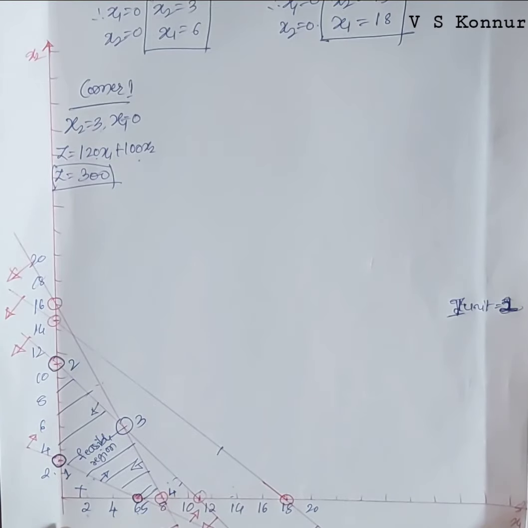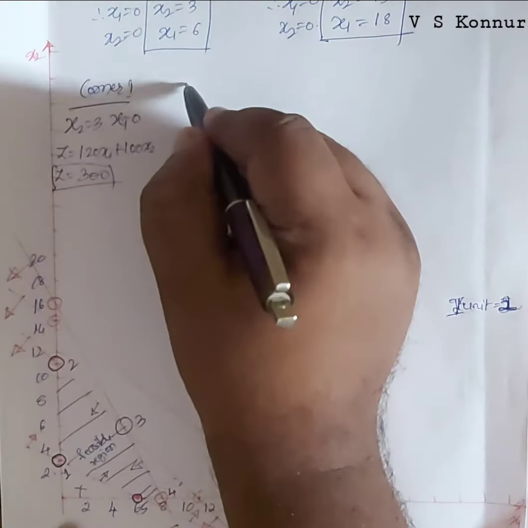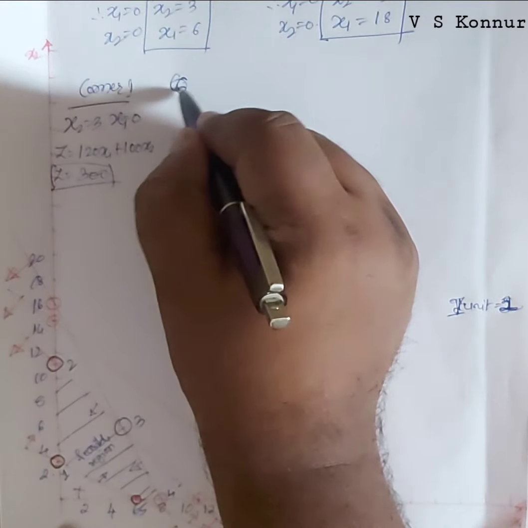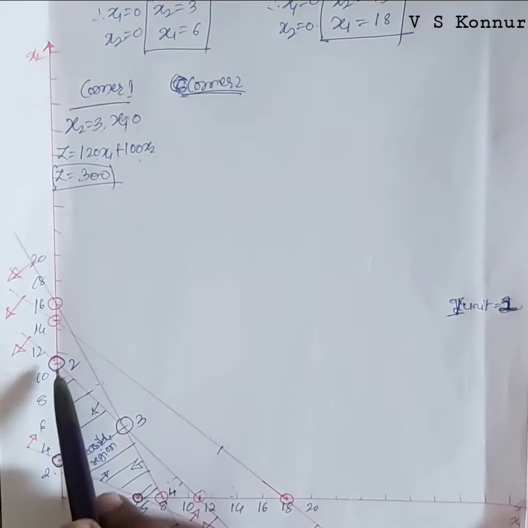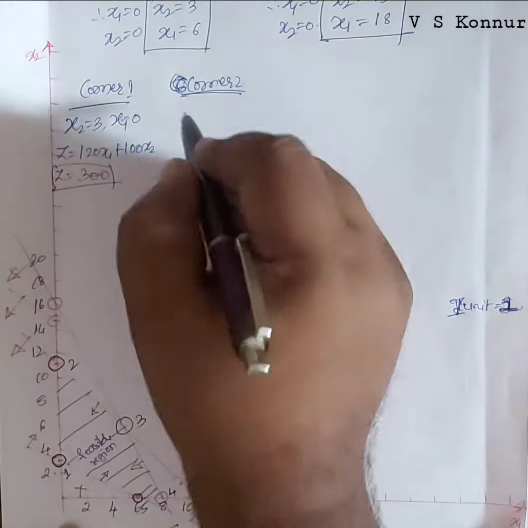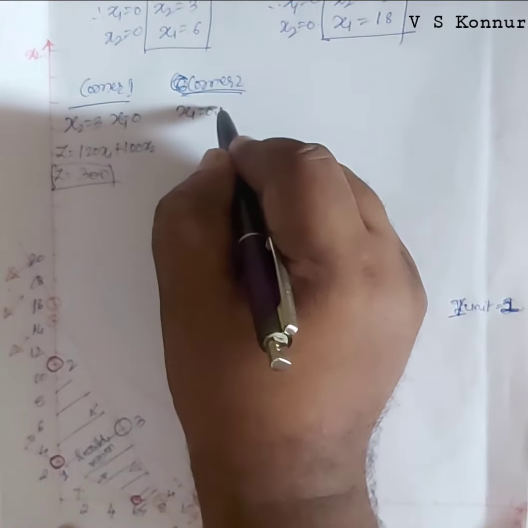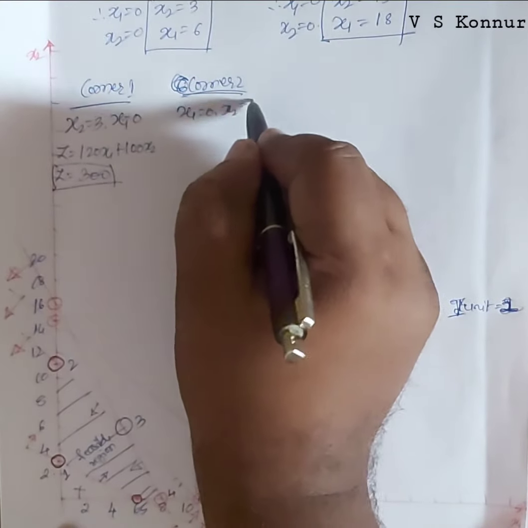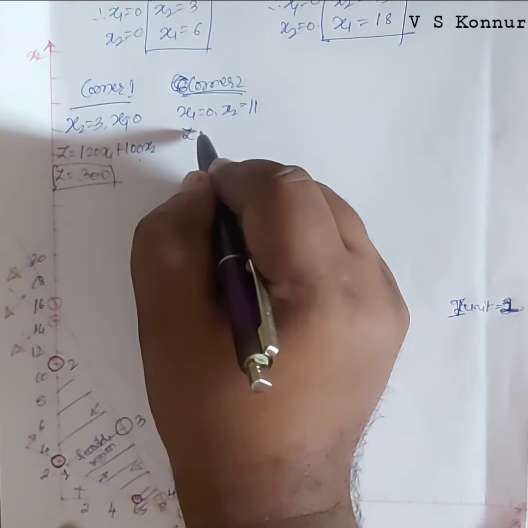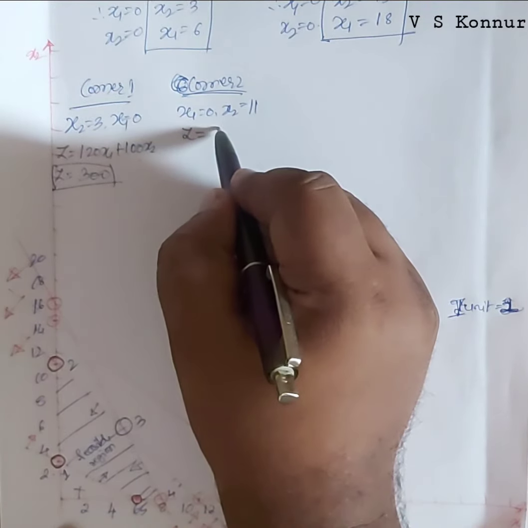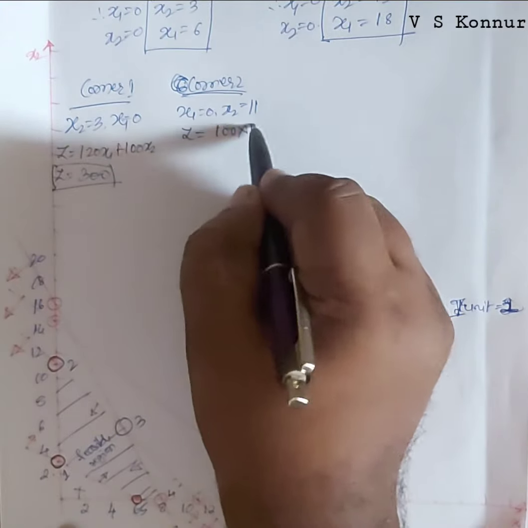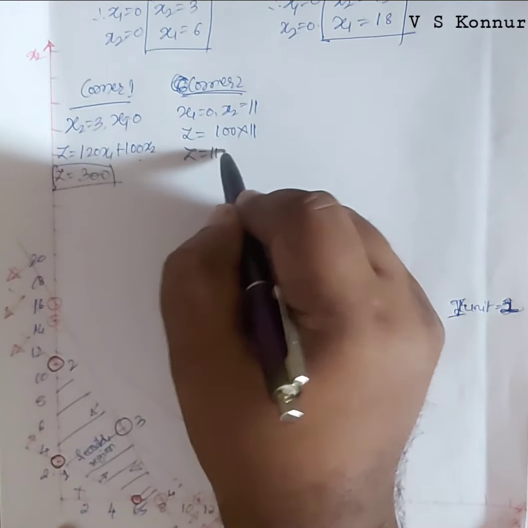Next we'll go for the second corner. This is corner 2. x1 is equal to 0, x2 we will get 11. Find the value of z. z is equal to, x1 is 0, I will not consider, x2 is 100 into 11. That is z is equal to 1100.